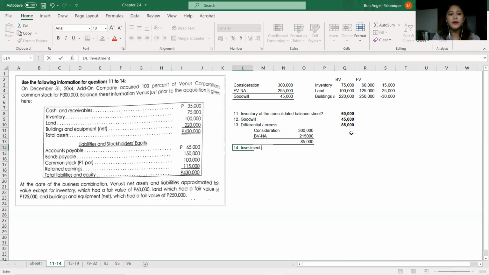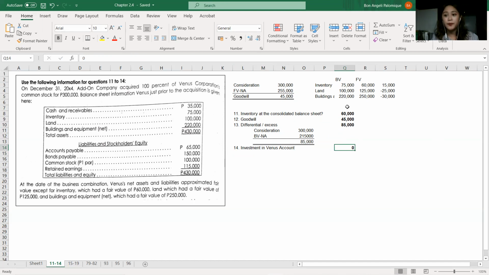Okay, so last question, number 14. Magkano naman daw yung investment in Venus account? Take note, sa consolidated balance sheet, laging magsisiro yan. For this case, magsisiro to kasi binili mo na si Venus. So, magkakaroon ng eliminating entries. Pag in-eliminate mo yan, lagi mong number 1 rule, kailangan kong eliminate yung investment in Venus account. So, magiging 0 yung sagot natin for number 14. Okay, so next problem.